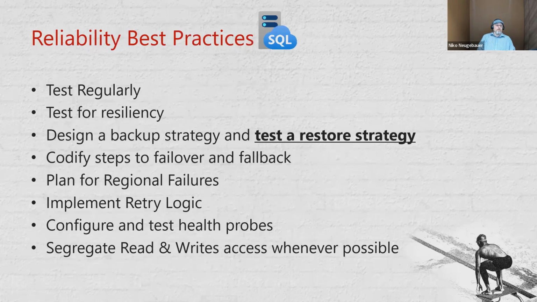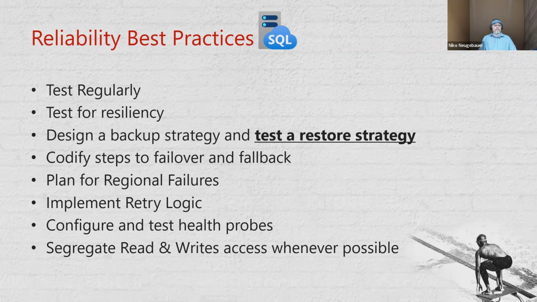So the best practices are testing regularly, testing for resiliency, designing a backup strategy, but also testing a restore strategy. Don't forget, if you are using geo or zone redundant storage, you can actually restore in a different region right away. So you can test your out of region failover and the resiliency without even creating auto failover groups.